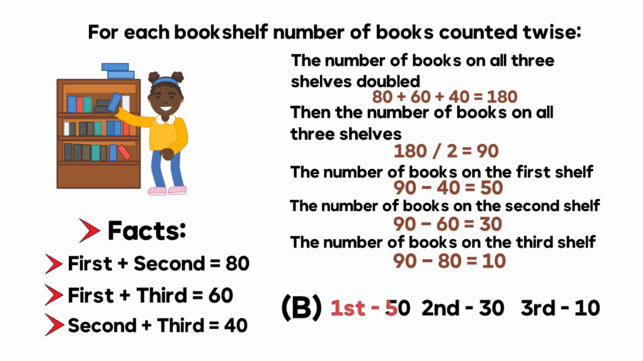There are 50 books on the first shelf, 30 books on the second shelf, and 10 books on the third shelf. Hopefully you've nailed this question and now know how to solve similar challenges on the test.